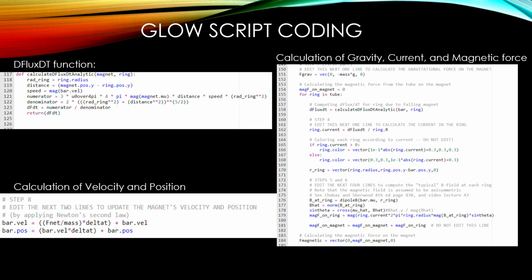Using the data from the experiment, a simulation was made using GlowScript. Here are the following major sections of the GlowScript code. The section in the top left calculates the time derivative of flux given a magnet and a ring. In the right, the force of gravity, the current of a given ring, and the force of magnetism on the magnet are calculated. These values are then used in the code included in the bottom left, which calculates the position and the velocity of the magnet.